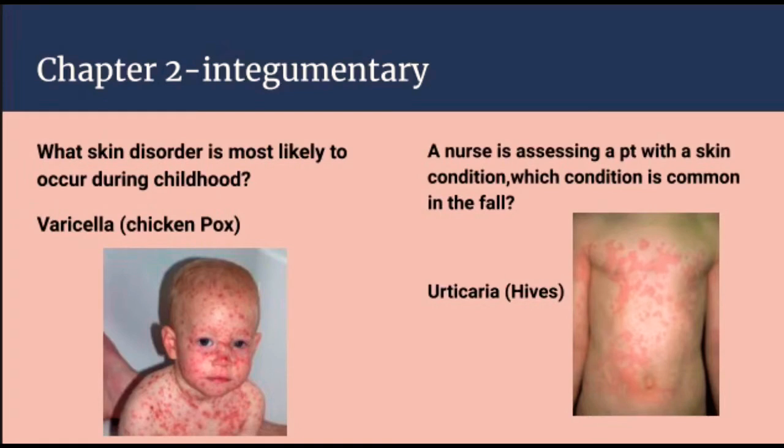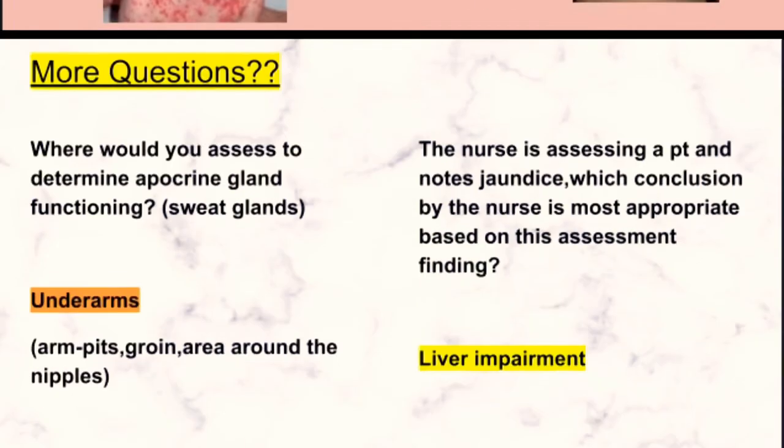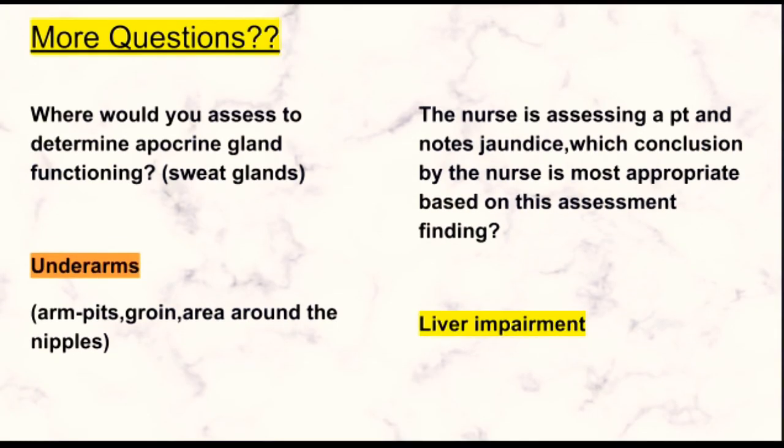A nurse is assessing a patient with a skin condition. Which condition is common in the fall? And that would be hives. And the medical term for hives would be urticaria. All right, let's ask more questions. Where would you assess to determine apocrine gland functioning? So just remember, apocrine glands are the sweat glands, and the first place where a nurse would assess would be the underarms. Other places would be the groin area or around the nipples.